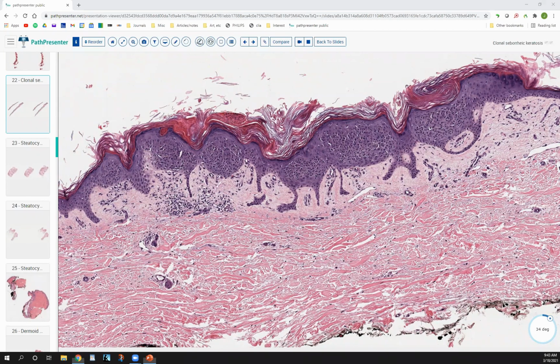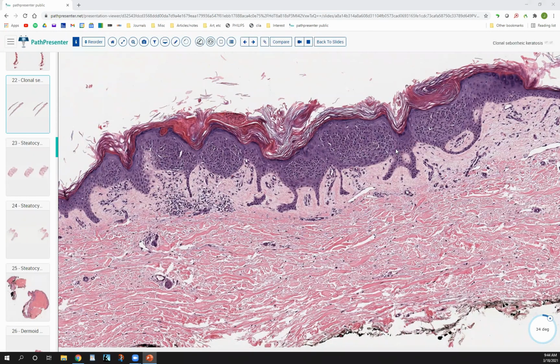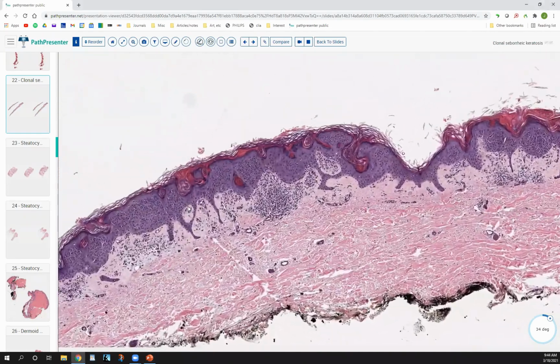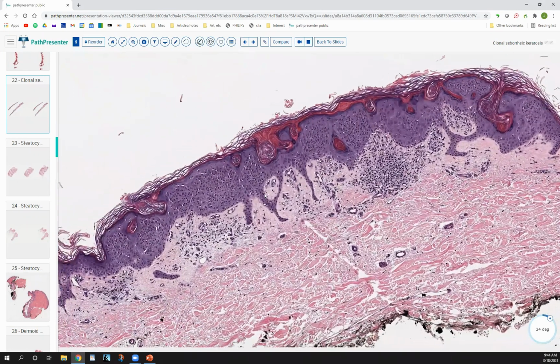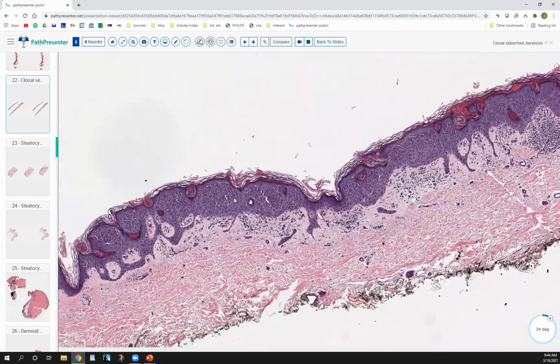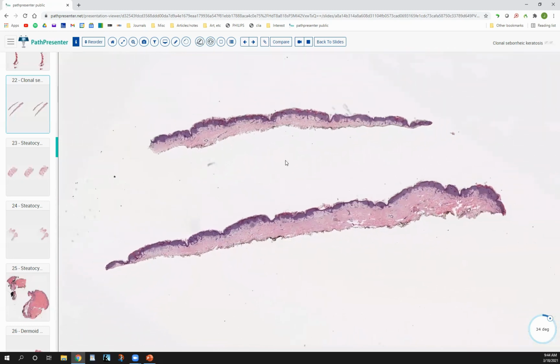There's a term, the Borst-Jadassohn phenomenon, which you can think about for this pattern right here. And when you see this Borst-Jadassohn phenomenon, which is sort of this clonal pattern, seborrheic keratosis, clonal type is one thing you think about. Eccrine poroma, which was on the PowerPoint, you can also think about, but even squamous cell carcinoma in situ. Those are like the three things in the differential diagnosis that I think are important. But again, because this one has classic areas of SK and this very bland cytology, we can land our diagnosis at clonal seborrheic keratosis.